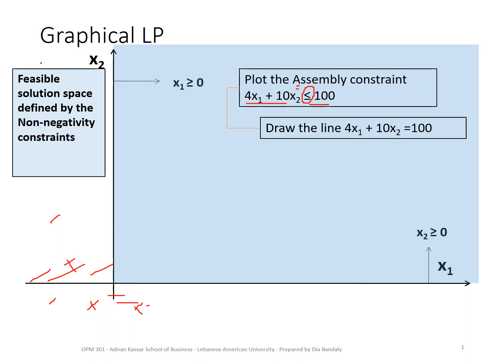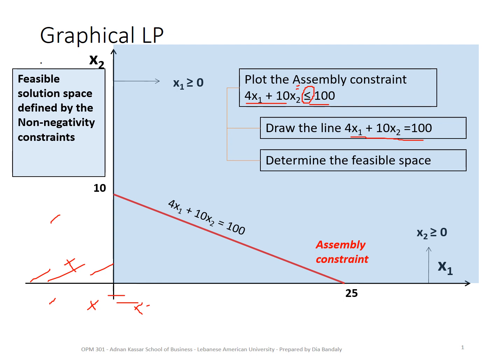I'll start by plotting the line representing 4x1 plus 10x2 equal to 100. How to do that? You set x1 equals 0, you find x2, you set x2 equals 0, you find x1, or you find any two points and then you join them. All right, and here we go. This is our line, and I'm giving it a name also. Now we need to find the feasible space, which means which side of this line meets my requirement. Is it here or is it there?